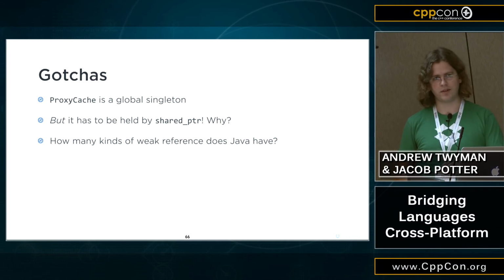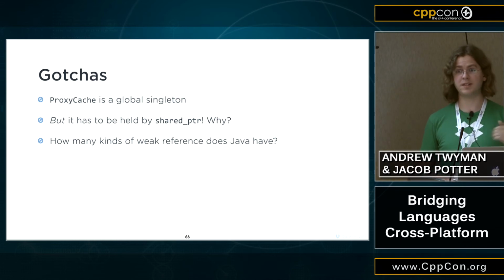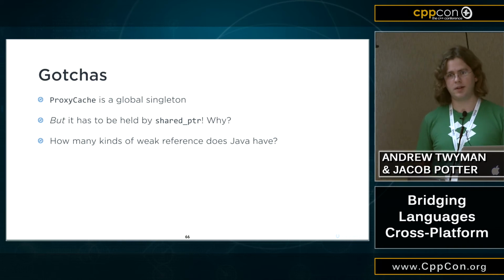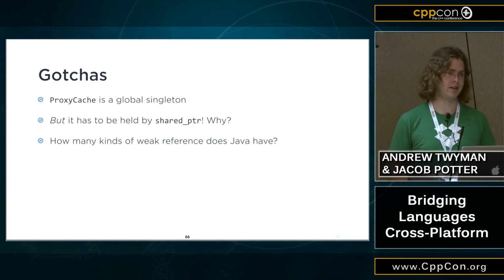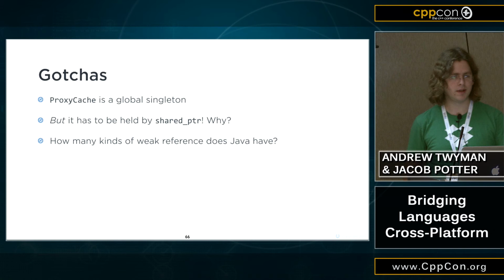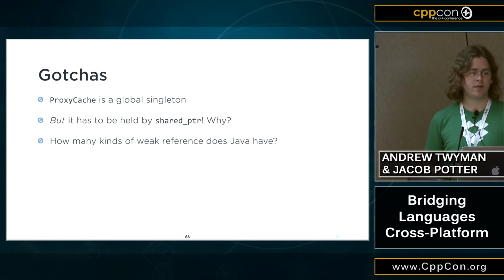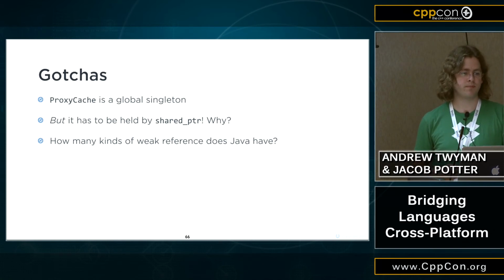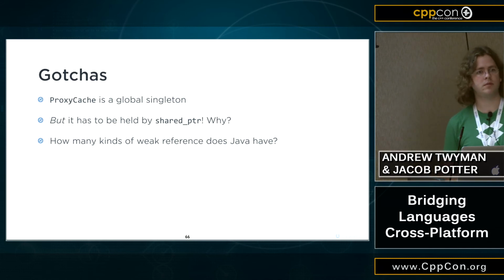The JNI weak reference, although not a regular weak reference, can still be upgraded even at that point, which was leading to use after free if there's a race between those two. Yeah? Why do you even need to delete the proxy cache? We don't, but it's held as a... So that would be another option.